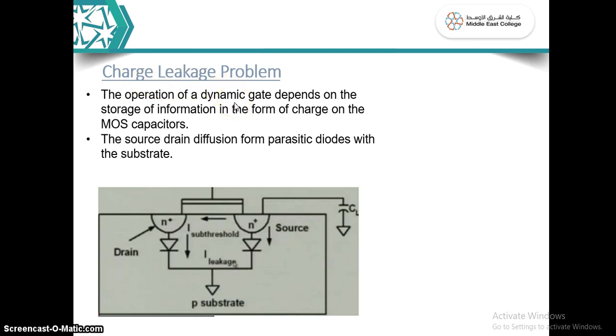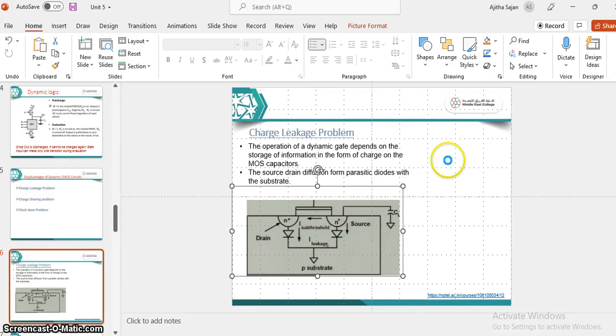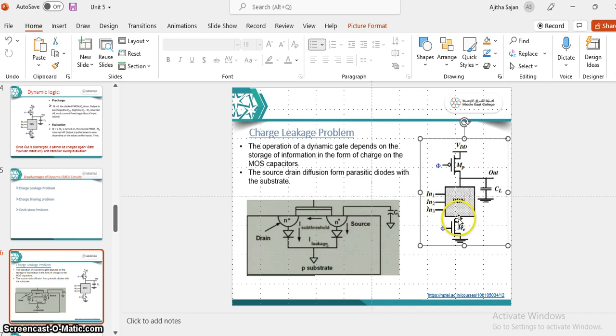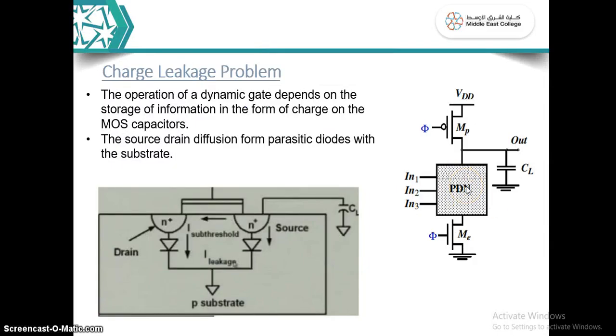Already we know that we are realizing the dynamic logic gate by using an NMOS network. We are realizing the dynamic logic gate using a pull-down network, that is, NMOS transistors. So this will be your NMOS network.